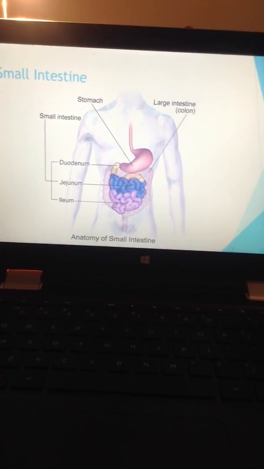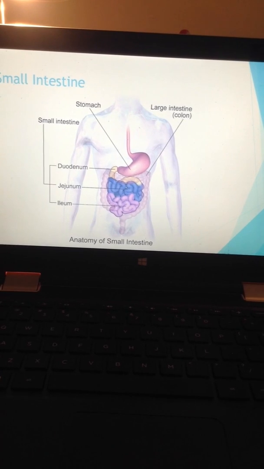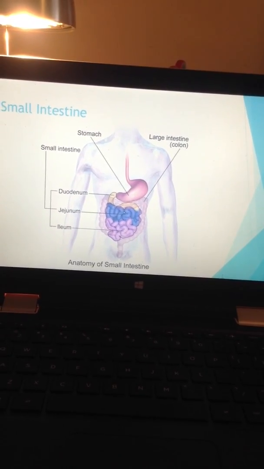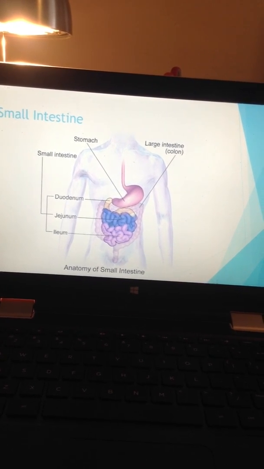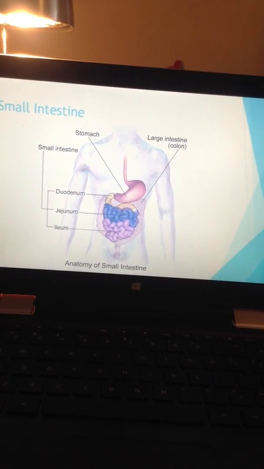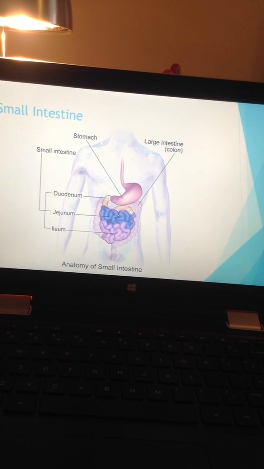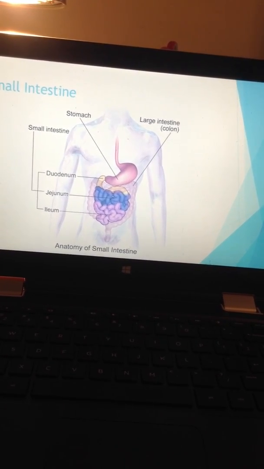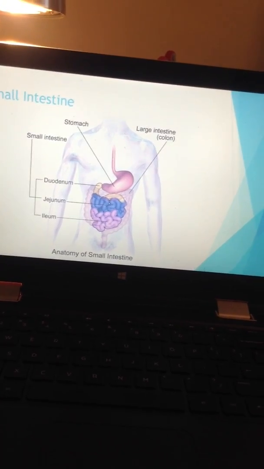And the first one is the duodenum. It's the shortest section, but it is the most important because it receives the secretions from the accessory organs, such as the gallbladder and the pancreas. And then the second section is the jejunum, and then the last section is the ileum.